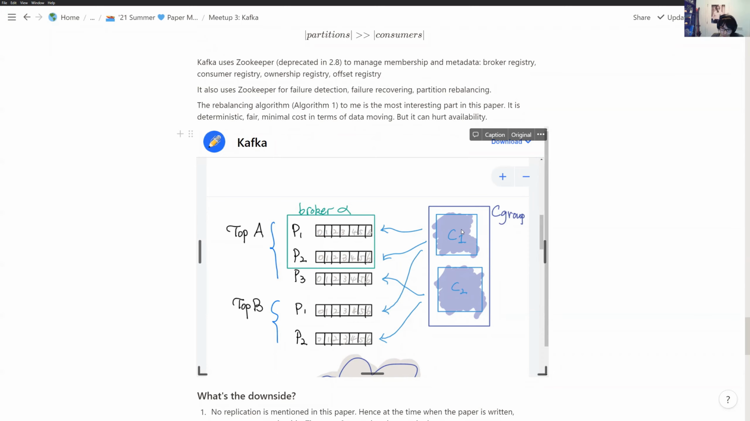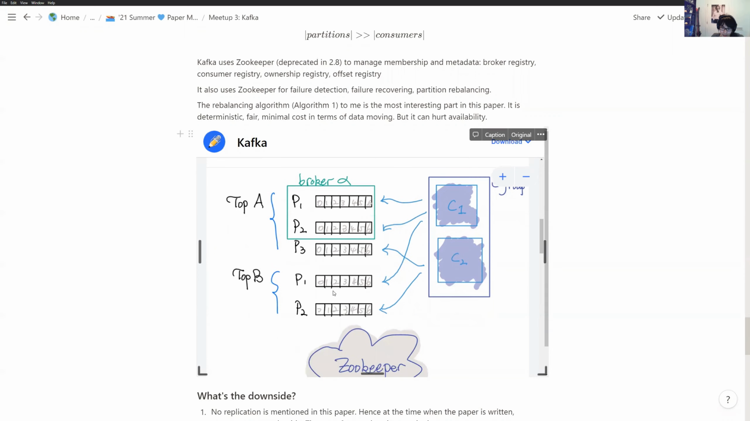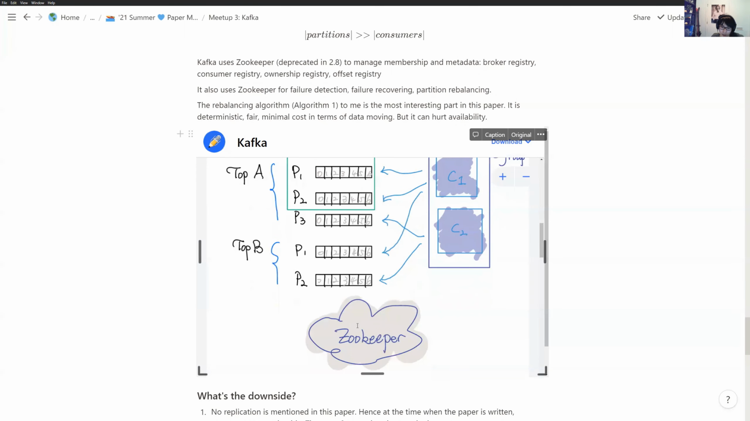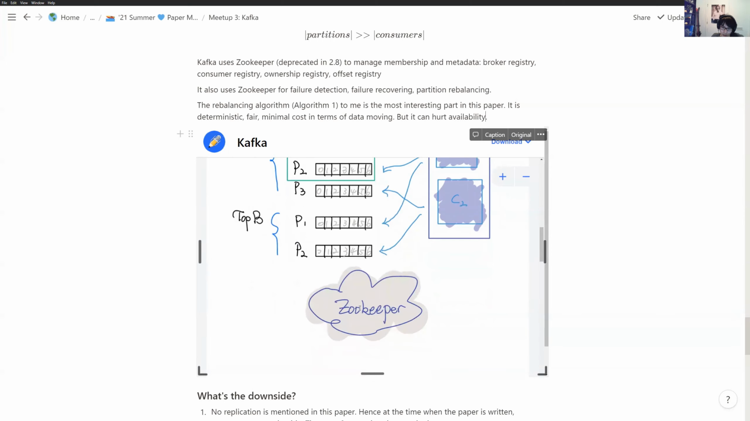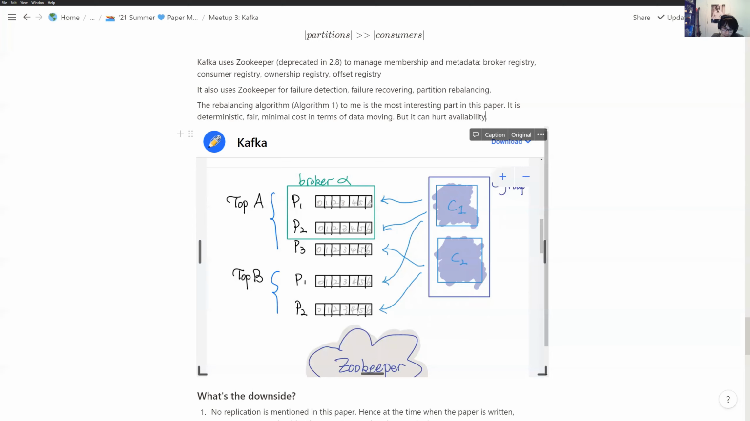And inside of the consumer group, we have C1, which stands for consumer one. It subscribes to P1 and P2 in topic A and subscribes to P1 in topic B. And that's what I think is important to know. And there is also a Zookeeper living in the cloud as an external dependency to manage those metadata.